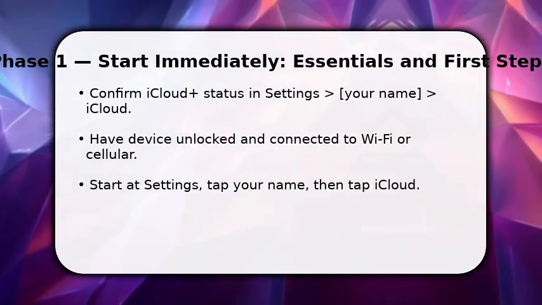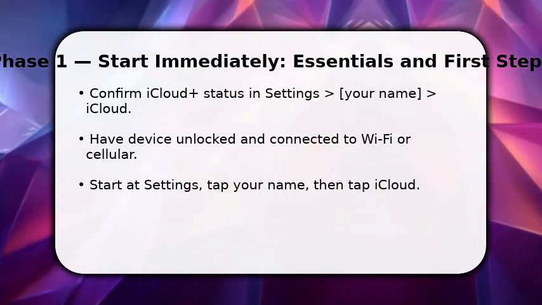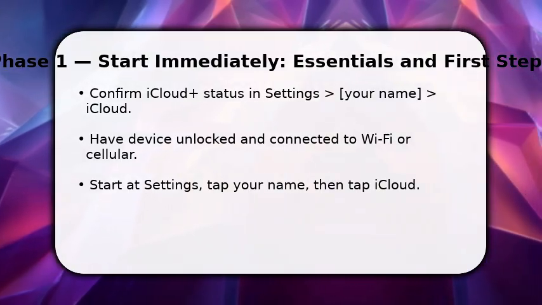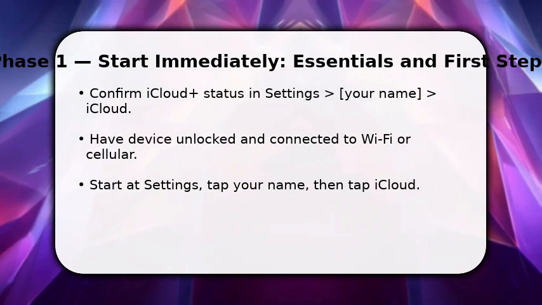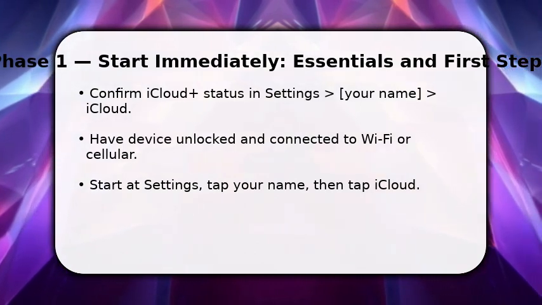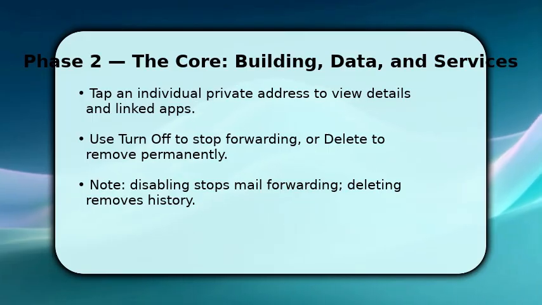Tap Hide My Email to open the management view. This is the first actionable screen where you'll select addresses to turn off or delete, and it's also where you learn why each address exists. Now you're on the list of private addresses. Tap one to see which apps or websites use it and why.